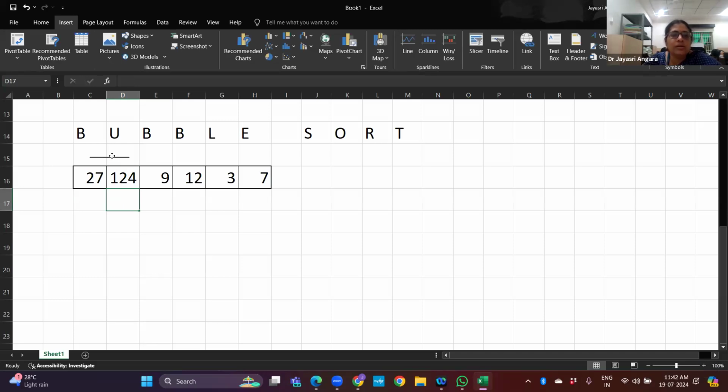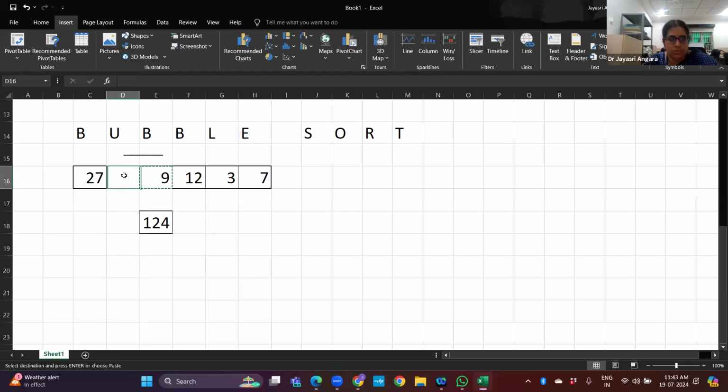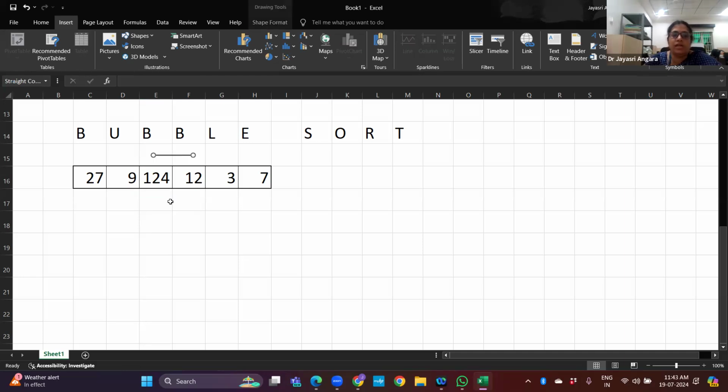Now, 124 and 9 are going to be compared, the element in first position and the element in second position. So 124 is again larger than 9, so here also swapping is going to happen. So let this 124 come to a temporary location, and 9 goes to 124 position and 124 goes to 9 position. So now comparison is going to happen between 124 and 12.